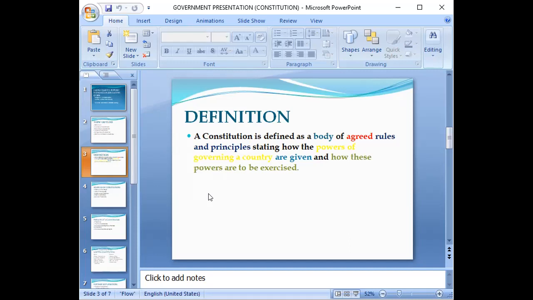Now it says, stating how the powers governing a country. So if it's not power governing a country, it is not our constitution for the purpose of this class. It is going to be another type of constitution. We have organizations who have their constitution that governs it, but for the sake of this class, we are talking about the kind of constitution that governs a country, how those powers are given, and how they should be exercised. So, of course, still moving on.